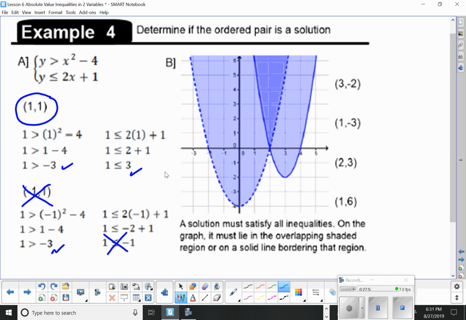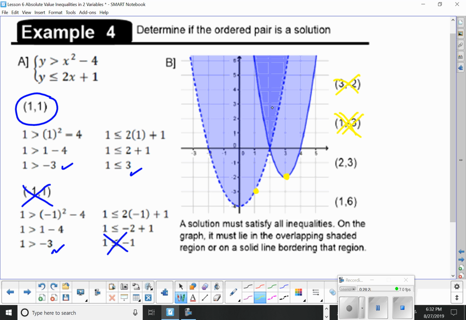What about for this next one over here where you're given the graph? That's super easy. Here I'm going to go to 3, -2. Boom. Well, it satisfies one, but not both. So it's not a solution to the system. 1, -3, that is not a solution to either. It's landing on the dashed curve. It's a double whammy X. It doesn't satisfy either.